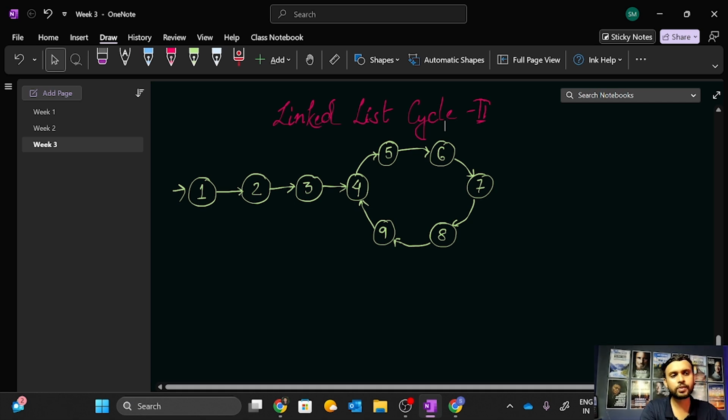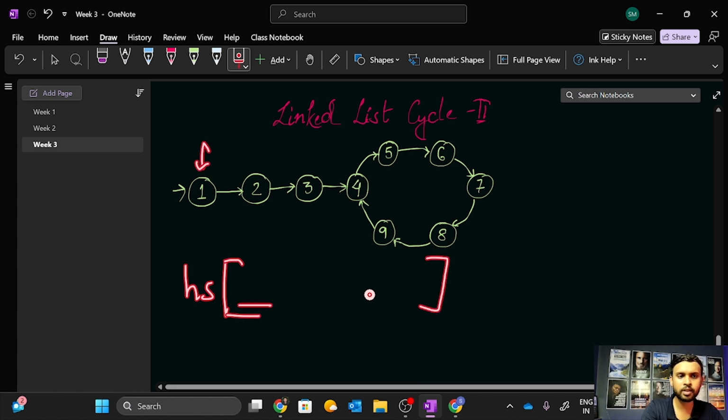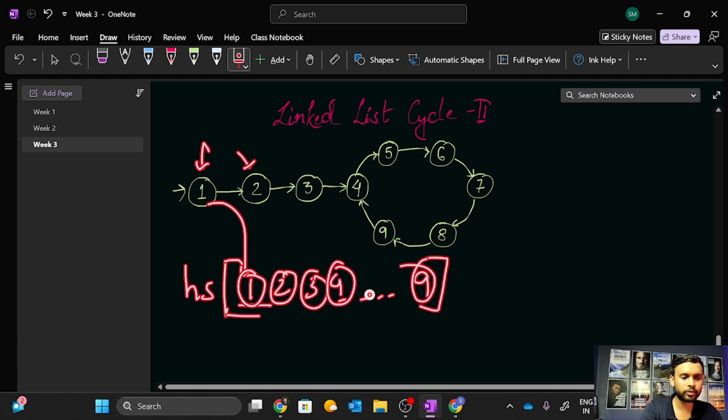Now, obviously the brute force approach will be the same hash set approach. I'll make a hash set, which will be empty. I'll try to find out if this node exists. If not, I'll put this node over here. Then I'll move ahead, put 2, put 3, and keep on putting all the nodes until 9. 4 will also be a part of it. After that, when I move ahead, there will be a 4.